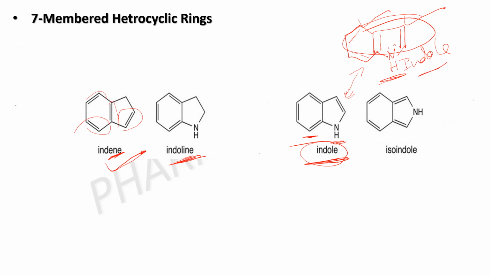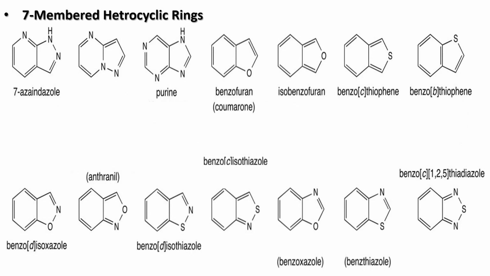Then coming to isoindole: as I told you, there is a shifting of this nitrogen here, then it becomes iso. If you read about isomers, you will come to know why we call it iso. That's why I told you in the beginning that you should know the basics of chemistry. Next, azaindazole. This is purine. When you study nucleic acids, DNA and RNA, in that adenine and guanine, the basic moiety is purine. So you should know purine.